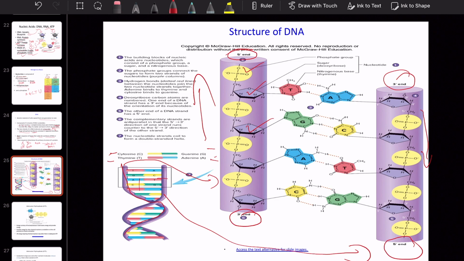In between, you see the nitrogenous bases connected by hydrogen bonds. Thymine goes with adenine, always A and T, and C and G. It's very important. The space between them has to be maintained. One double-ringed structure has to be connected to a single ring structure. That's why it maintains the distance between the two strands. Think about it: if you had two double rings together, the distance between them would vary.